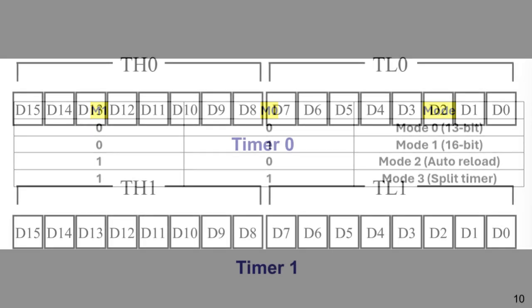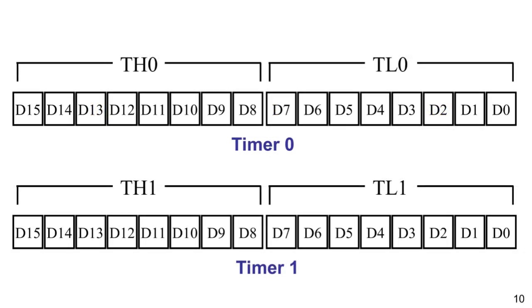TH and TL registers. Each timer is 16-bit, made of two 8-bit registers. TH is the high byte and TL is the low byte. The timer equals TH-TL. TL increases first. When TL overflows, TH increases. When both overflow, the timer overflows.